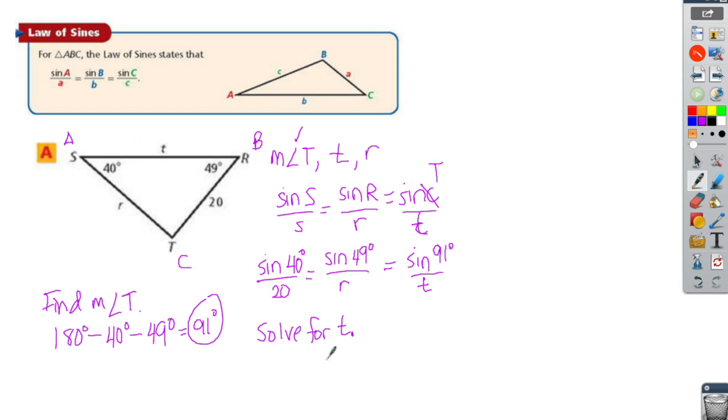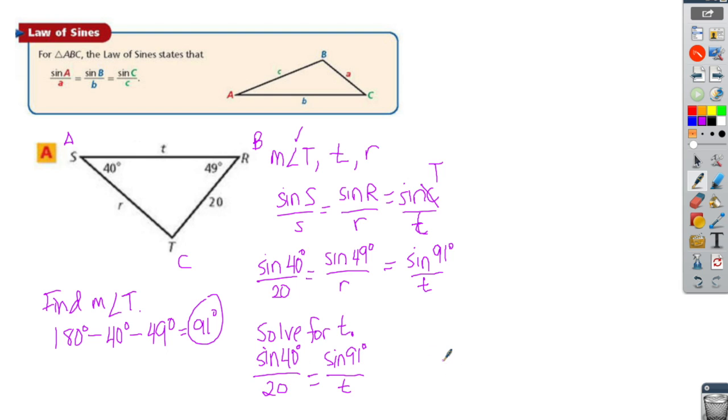t, the fraction for sine of 91 degrees over t, and we need to set that equal to any other of the given ratios that have a complete set of information. Why? Because we're looking for t, and we can't miss any other variables. So I can't set it equal to the one with an r value because we still don't know what r is. That means we're setting it equal to sine of 40 degrees over 20.